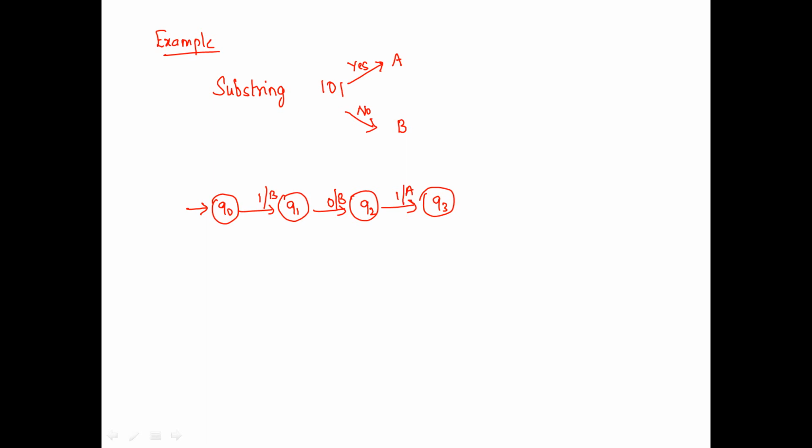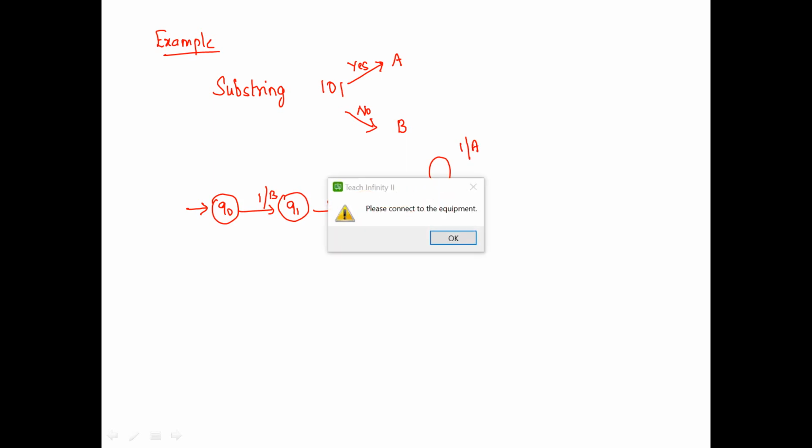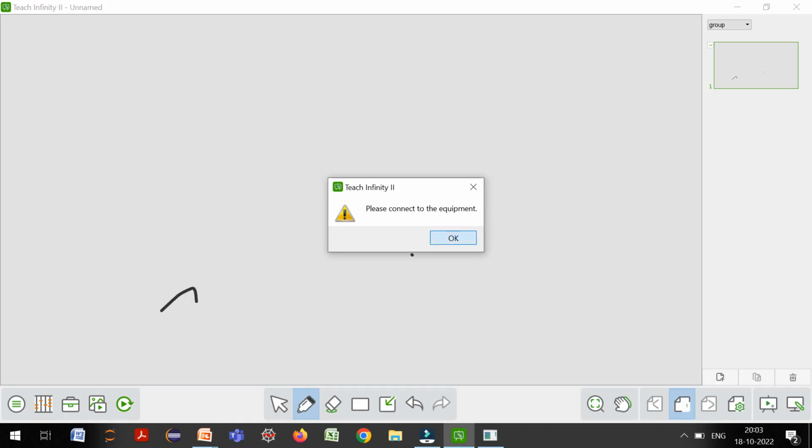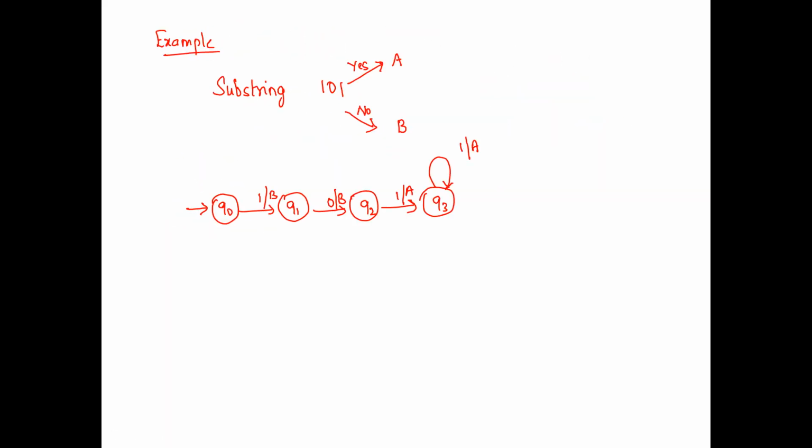So I will start emitting A. A is going to be my output symbol because I have successfully seen a 1, a 0 and a 1. Now when I am in Q3, I have seen the substring. So if it is a 1, I will emit A. If it is a 0 also, I am going to emit A.